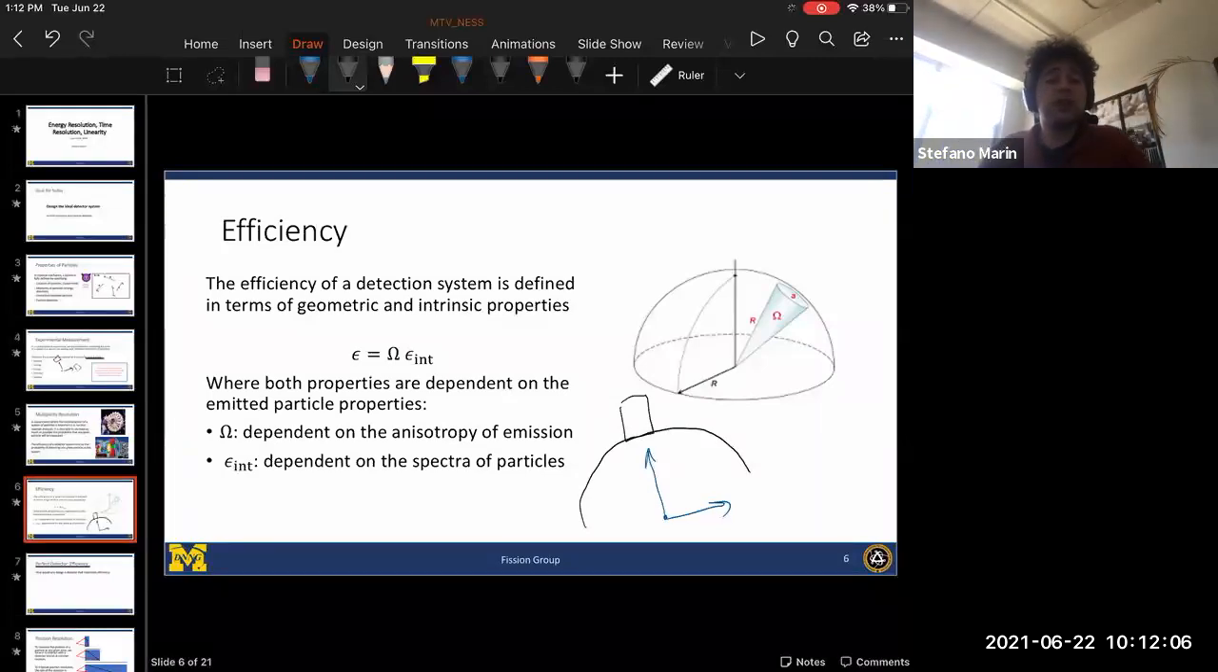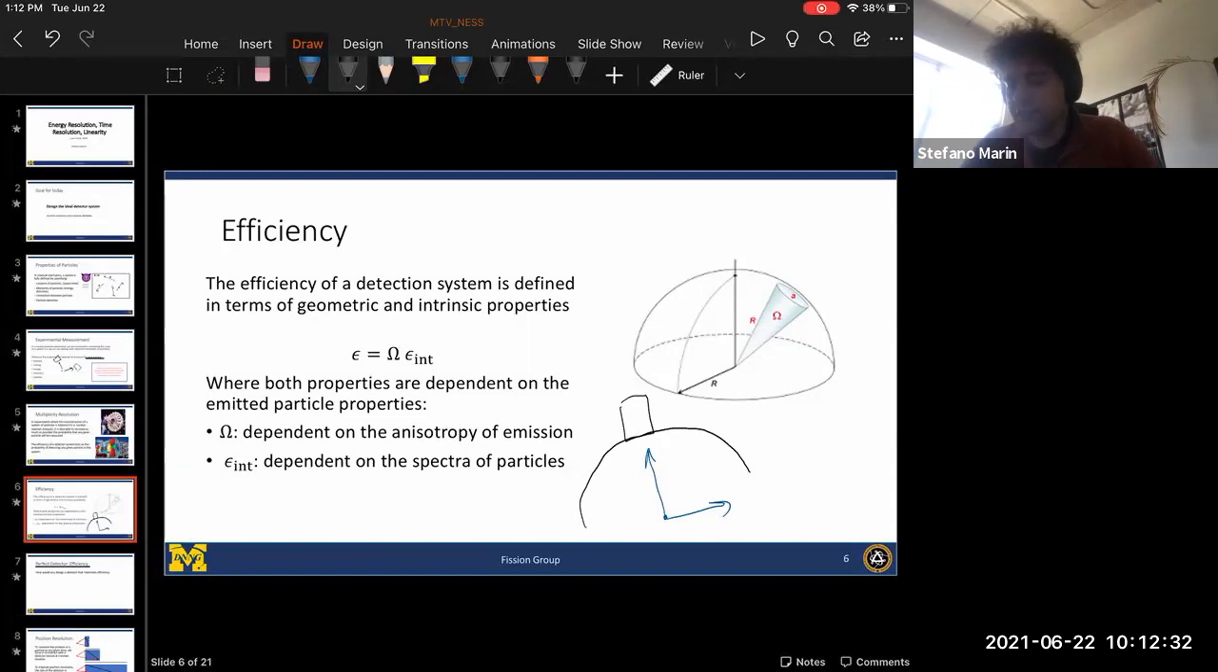If you do that, you're almost guaranteed that you're going to lose a lot of particles when they're traveling in the wrong direction. So this is why, in order to accurately measure the multiplicity of an event, you try to cover as much as possible of the sphere around your source of particles. So that means trying to completely cover all the directions around your source.